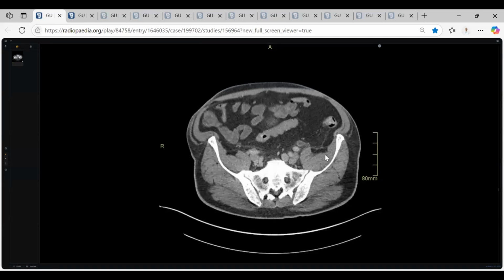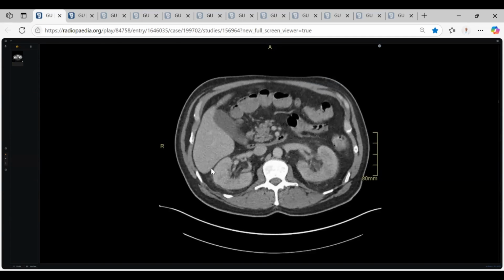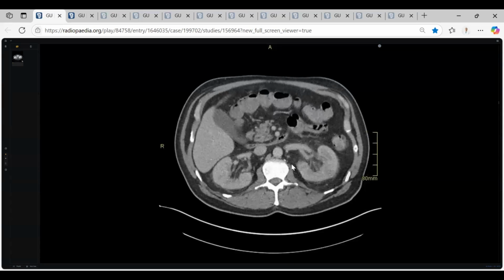I'll just take a moment to look at the other organs. These were my main findings. To look at the other organs, there is actually some perinephric fat stranding also seen in the right kidney. The liver appears normal.